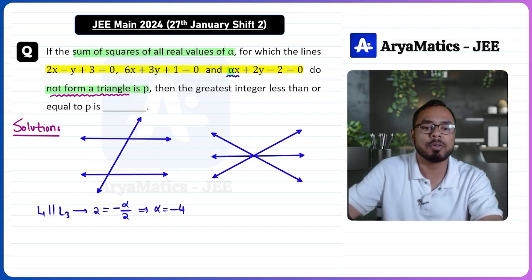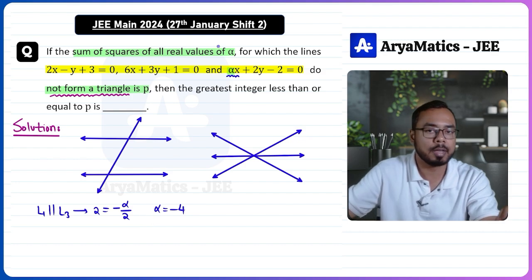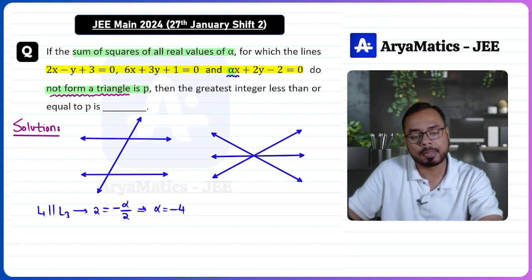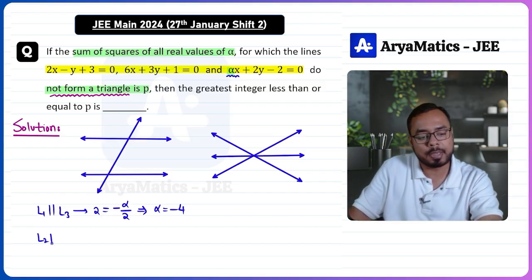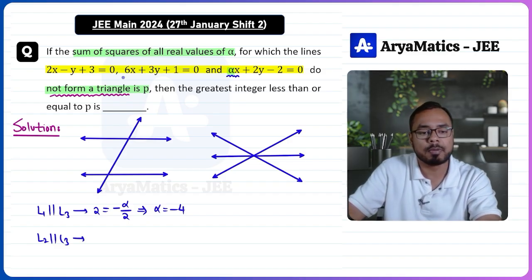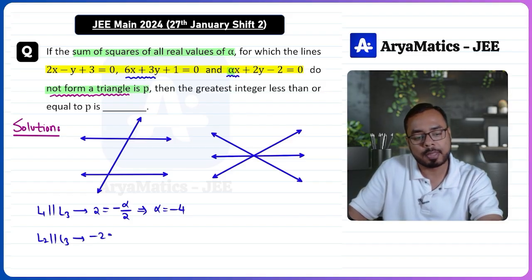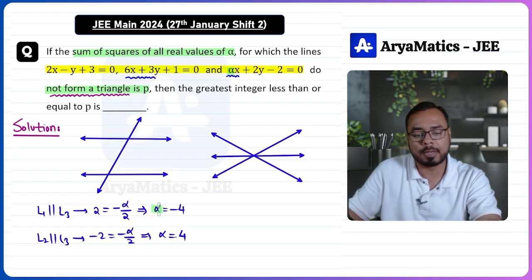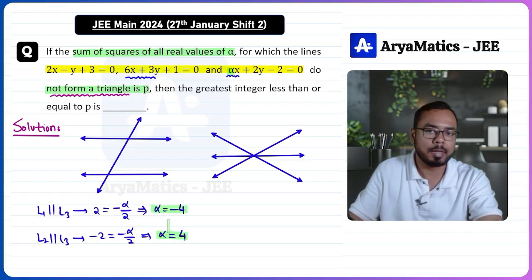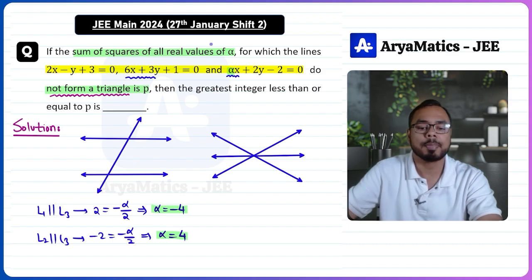So this is one possible value of alpha. When alpha is minus 4, lines 1 and 3 will become parallel, and in this case, you will not get any triangle using those three lines. Another possibility is that lines 2 and 3 are parallel. Now again, if lines 2 and 3 are parallel, the slope of line 2 is minus 6 by 3, that is minus 2, and this is minus alpha by 2. So from here we are getting alpha as plus 4. So these are the two values of alpha when lines 1 and 3 are parallel or lines 2 and 3 are parallel, and in this case, we are not going to get any triangle.